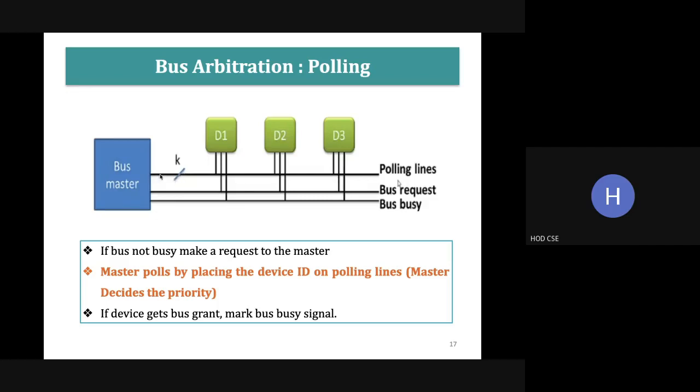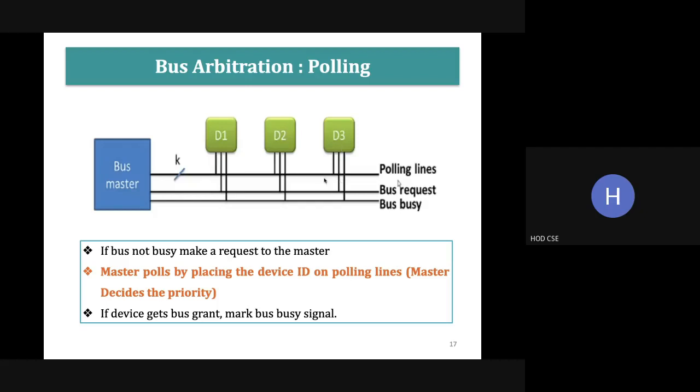So the ID will be transmitted over all the K lines. So D3 will be transmitted. D1 will check whether the ID D3 in the polling line matches with D1. No, here it is D1 and in the polling line it is D3. So now D2 will check whether it matches. It doesn't match. So now it goes to D3. Okay. So here D3 and the ID are also D3, so the bus will be given to this device D3.